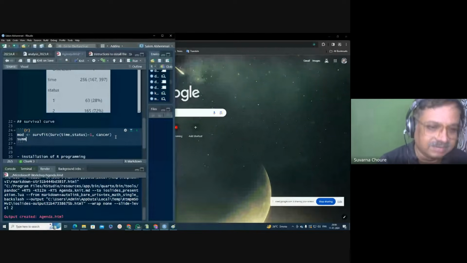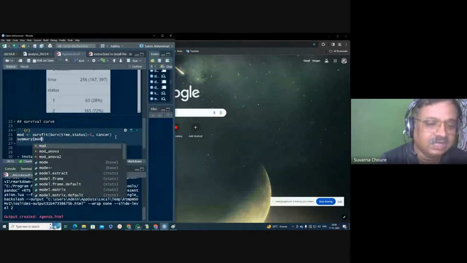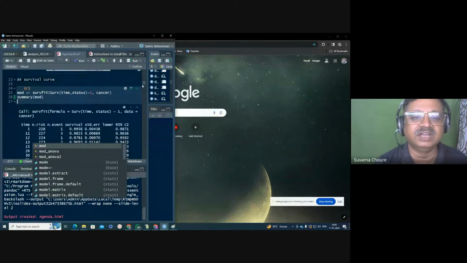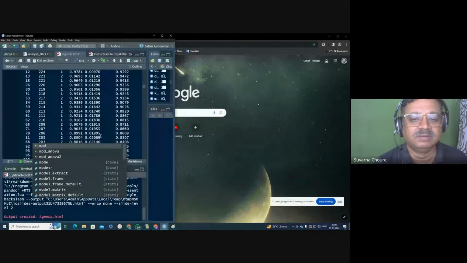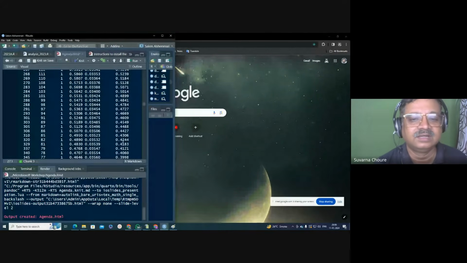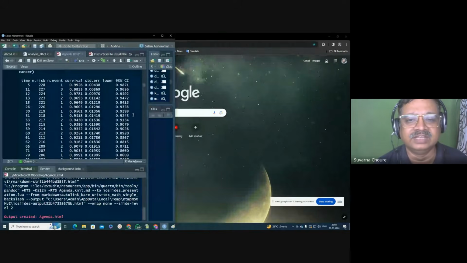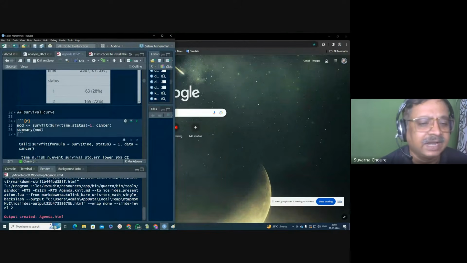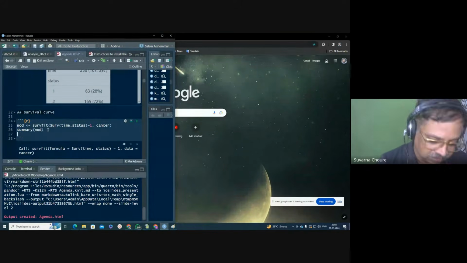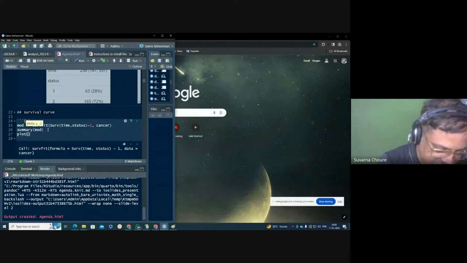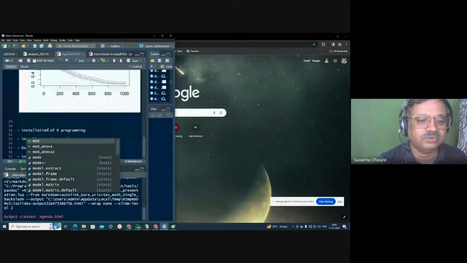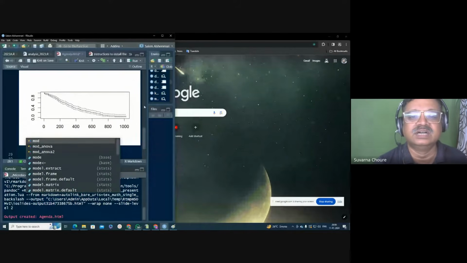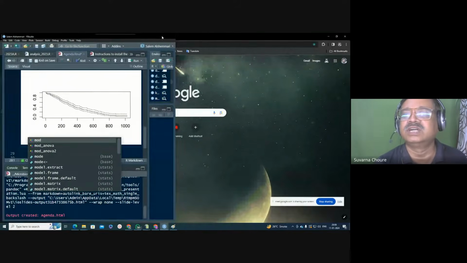I will not explain the summary just now because that summary is a little complicated for you to understand initially. Many numbers are there, and we don't have to do anything with these numbers. Let it be there. I will plot this model now, and you can see the curve. Can you see the curve now?